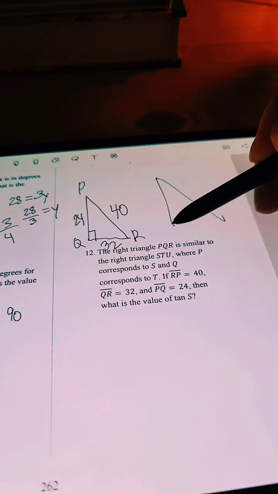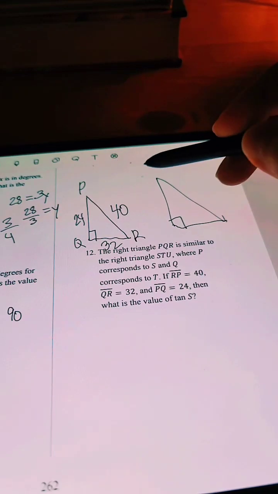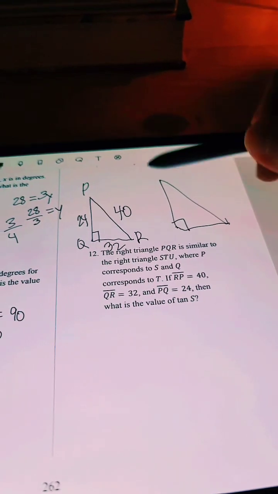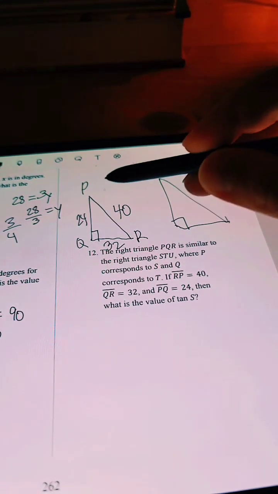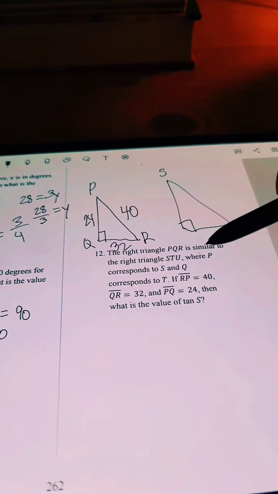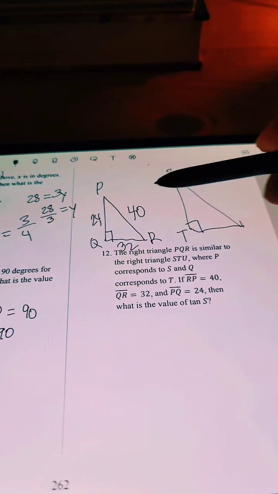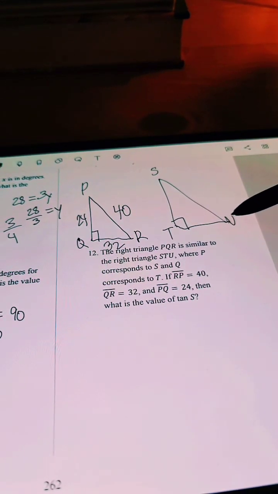They're both right triangles. So now we're going to draw STU. Now remember, it said that P corresponds to S. So that means the same location of where P is on this triangle has to match up with the location of S on this similar triangle. So that's why I'm putting them both there. And then Q corresponds to T, so where Q is, T should be on the other triangle. And then we just are left with, obviously, U.